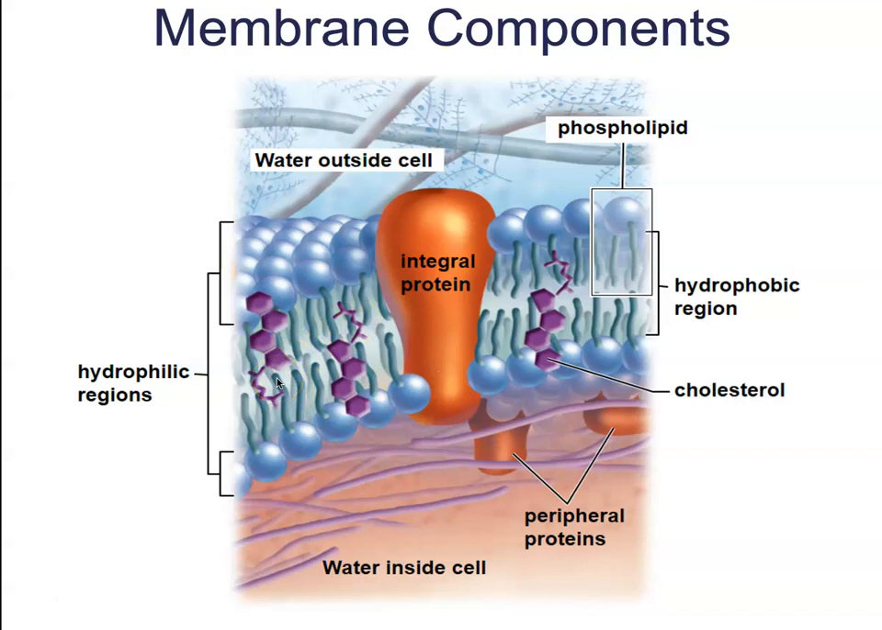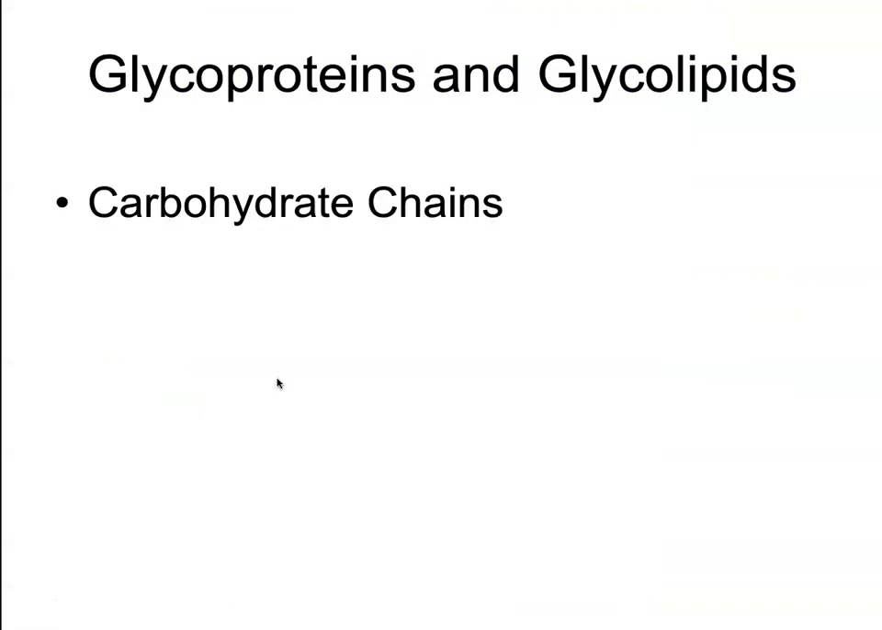Now there are a couple of other key components that are found in that plasma membrane. There are going to be certain molecules like glycoproteins and glycolipids that are found in the plasma membrane and play a very important role. For example, there will be carbohydrate chains found on the cell's exterior. So these glycoproteins and glycolipids are going to be found only on the outside of the cell, not on the cytoplasmic side of the cell.